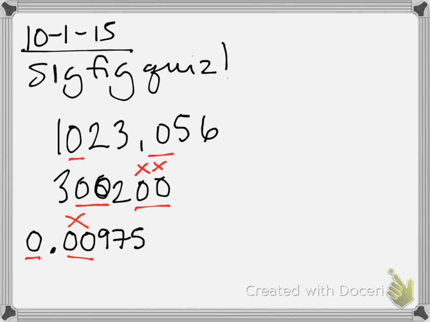I usually don't. I haven't checked this with any of my friends in math, but I never write that. I always just write 0.0975 or whatever. I never write that leading zero. You don't have to do it. Okay, it's not necessary.